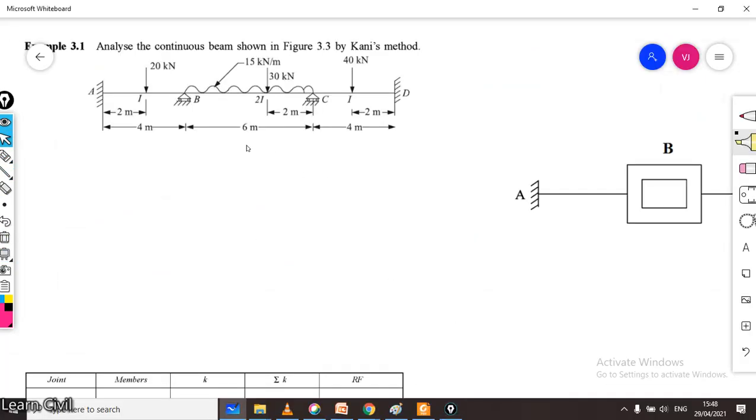So we'll start with the problem. Step number one for solving this particular problem.